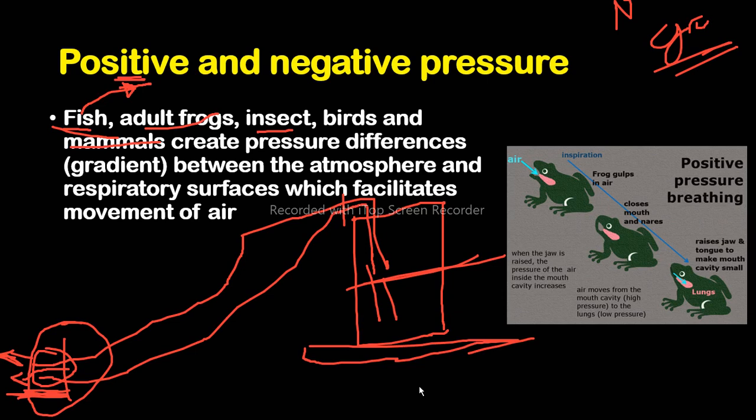You contract your diaphragm, and you increase the volume in the chest cavity, so that the pressure inside lowers than the atmospheric pressure, and then with ease air will just draw inside, just like that. You can also illustrate it.